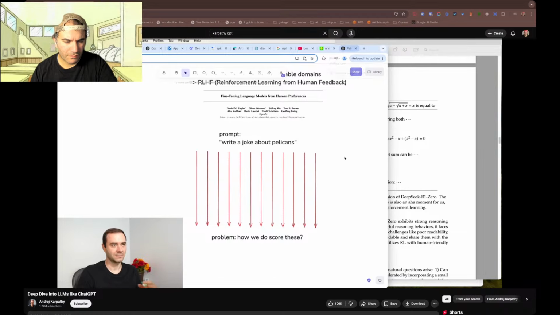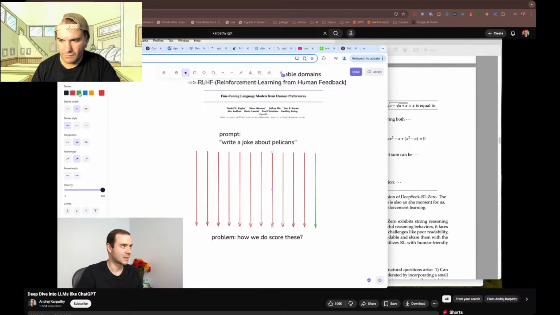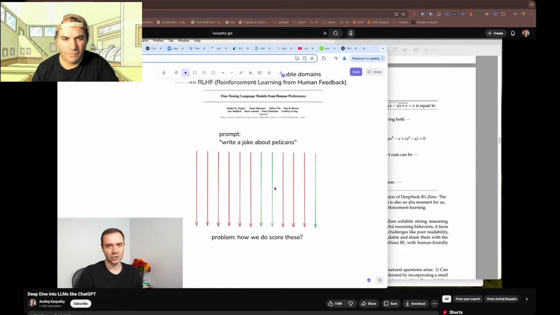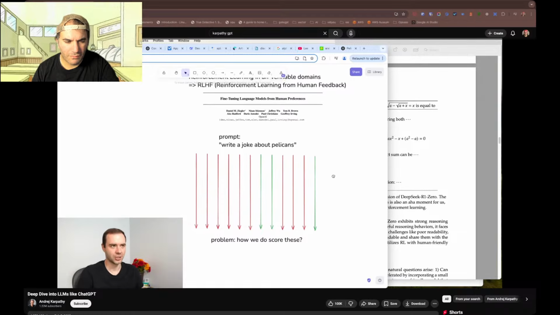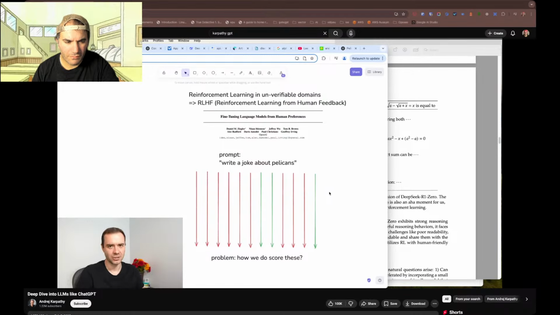And so in principle, you could have a human inspect all of them and score them and decide that, okay, maybe this one is funny, and maybe this one is funny, and this one is funny. And we could train on them to get the model to become slightly better at jokes in the context of pelicans, at least. The problem is that it's just way too much human time. This is an unscalable strategy. We need some kind of an automatic strategy for doing this.